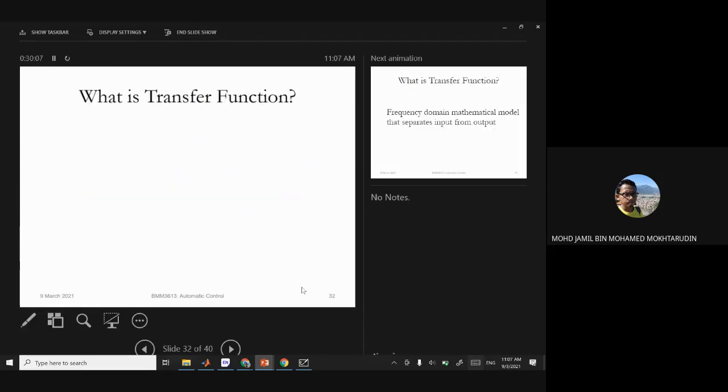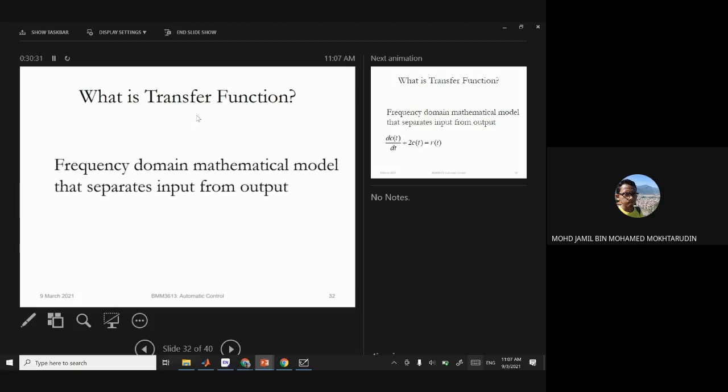It's already five past eleven. The main idea for this lecture is about the transfer function. The Laplace transform and partial fraction that I taught you just now are essential for you to learn more about the transfer function. Basically, a transfer function is a mathematical model in the frequency domain that separates input from output.